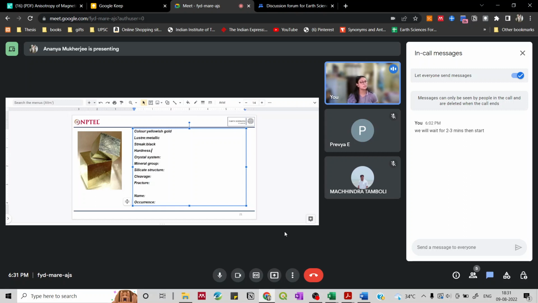So its hardness is somewhere around 6. And the crystal system, can you suggest? It's a very clear indication what the crystal system would be. It looks like a cube. So the crystal system is cubic. Okay, the mineral group, this is a non-silicate mineral. This is actually FeS, that is iron sulfide. Okay, so iron sulfide is the sulfide group of minerals. Okay, since it's a non-silicate mineral, we don't have a silicate structure for it.